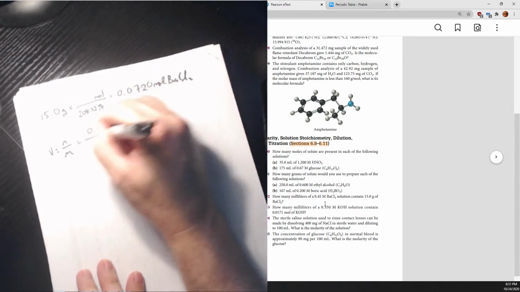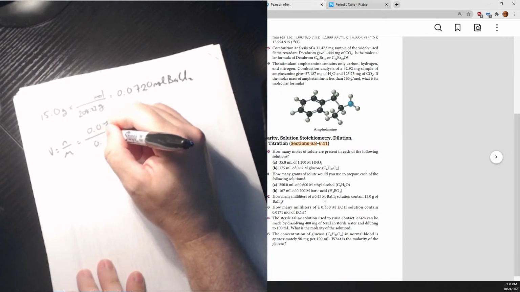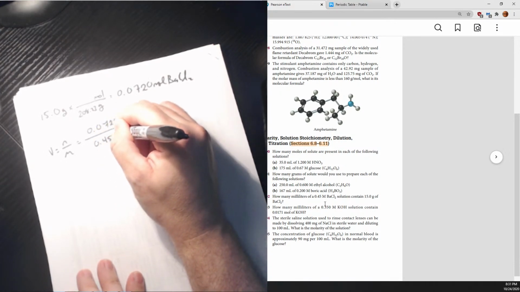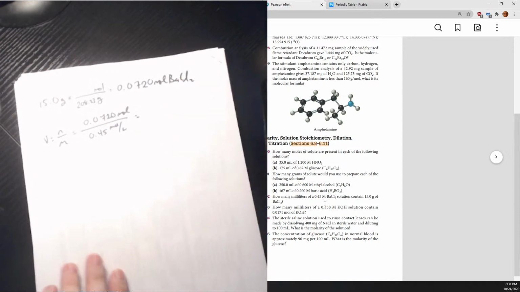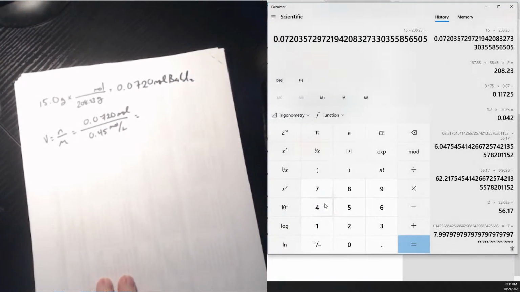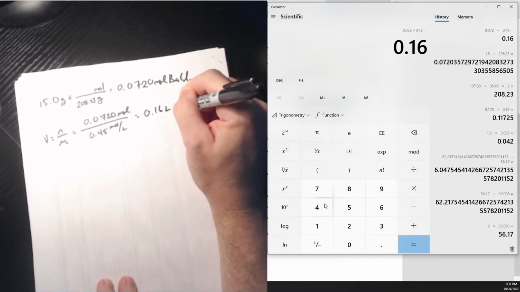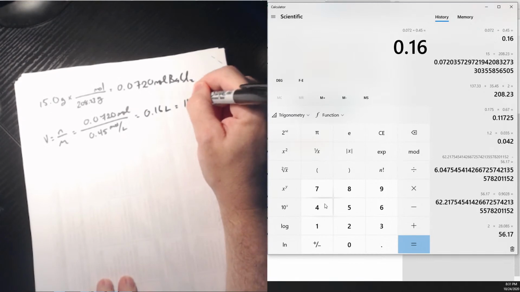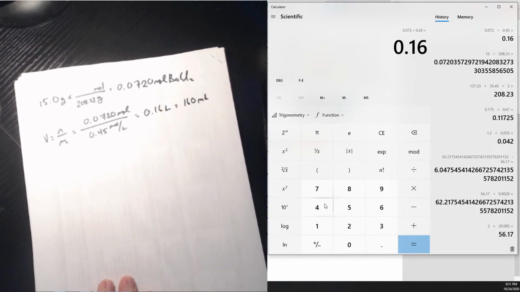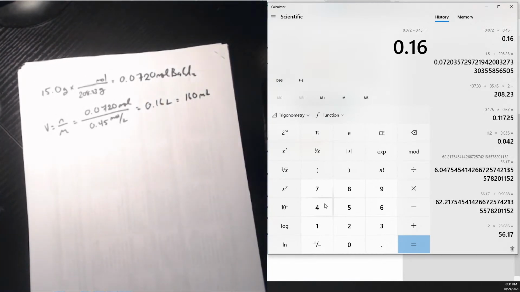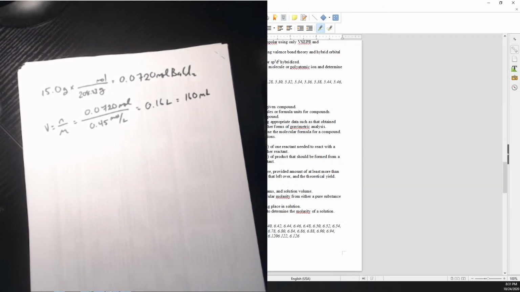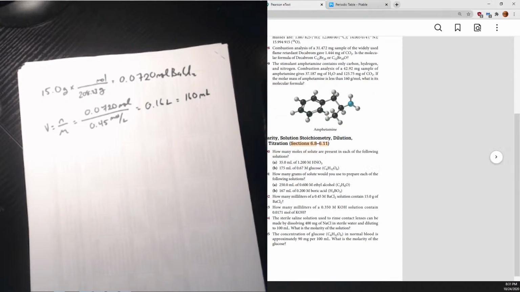0.0720 moles divided by 0.45 moles per liter is 0.16 liters, which is 160 milliliters. Remember, they asked for it in milliliters rather than liters, so that's the correct answer, milliliters. So after 104 is 106, 102, 104, 106.